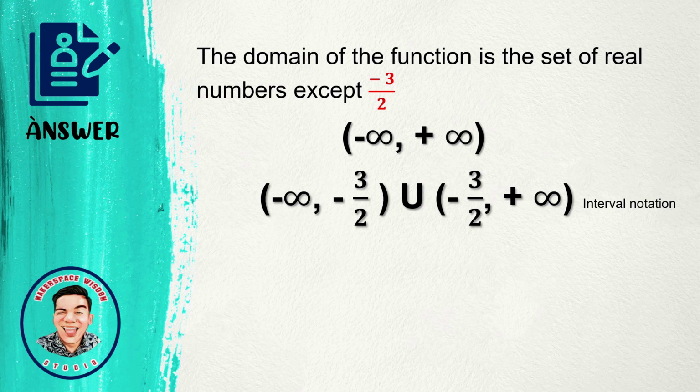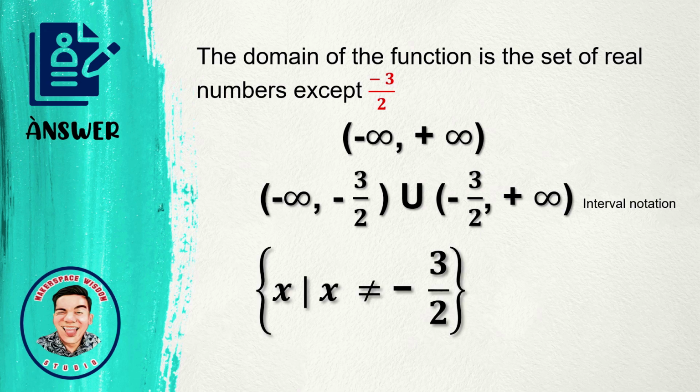So, except negative 3/2. You can also write this using the set builder notation, which is x such that x is not equal to negative 3/2. So we have here again x such that, that's the bar line, such that x must not be equal to negative 3/2. So there are two ways of writing: it could be in the interval notation or the set builder notation. And the correct answer is letter B.